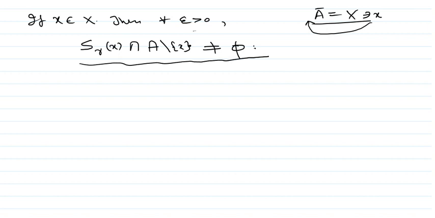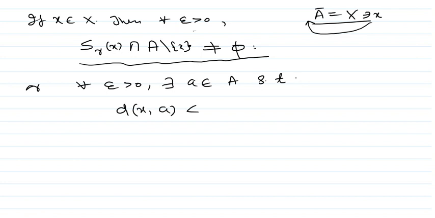Or equivalently I can say, for all epsilon positive, there exists some point a in A. Let me write it in terms of metric: distance between x and a is less than epsilon. So this intersection is non-empty, it means it contains some point say a, which is also in the sphere. So the same point a I chose here, a is in A such that distance between x and a is less than epsilon. So name it star because we'll use this.